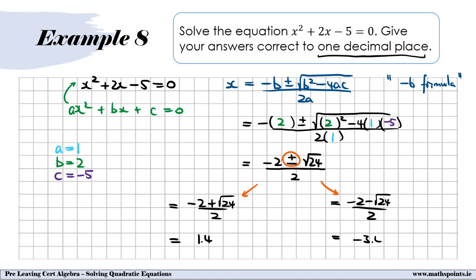minus 3.4. Generally, we know when factorization isn't going to work, as it'll tell us in the question to round off your answer to 1 or 2 or possibly 3 decimal places.